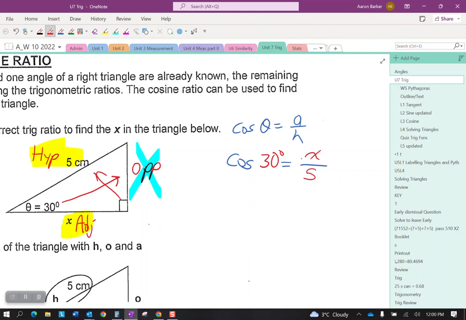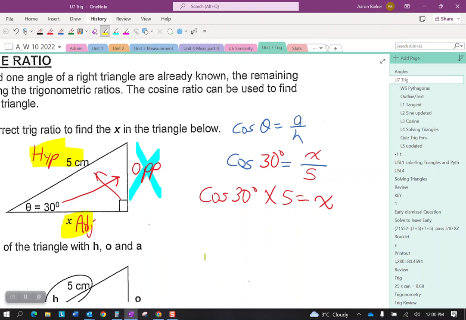So instead of dividing by 5, what do we do? Bring it up and multiply by 5. So cos 30 degrees times 5 equals x. You'll notice I'm using a very big multiplication sign. It's really helpful to make that large so you notice it.